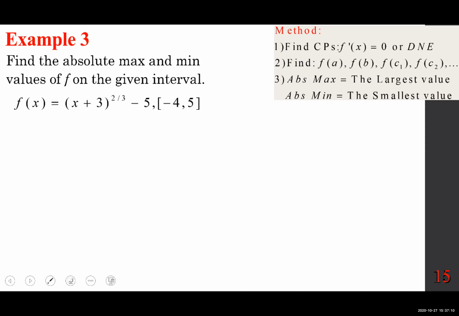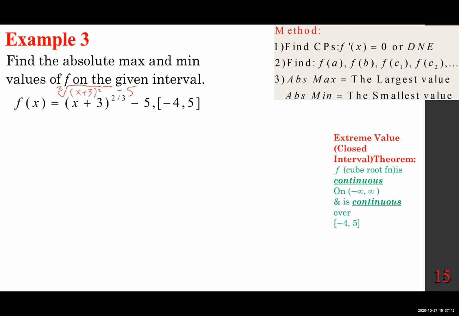The next one. What type of a function is this? Can anybody tell us what type of function we have here? F of x is x plus 3 to the power of 2/3 minus 5. What type of a function is that?